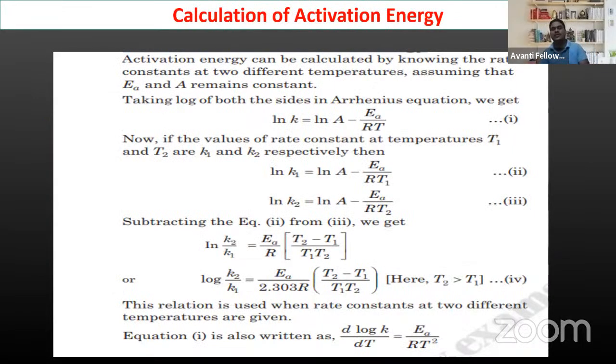Let's see how you calculate the activation energy. Activation energy can be calculated by knowing the rate constants at two different temperatures and assuming that Ea and A remain constant. Taking the log of both sides in the Arrhenius equation, we get ln K is equal to ln A minus Ea by RT, equation 1, and similarly equation 2. On subtracting, we get this formula: log K2 by K1 is equal to Ea upon 2.303 R into (T2 minus T1) upon (T1 into T2). This relation is used when the rate constants at two different temperatures are given.